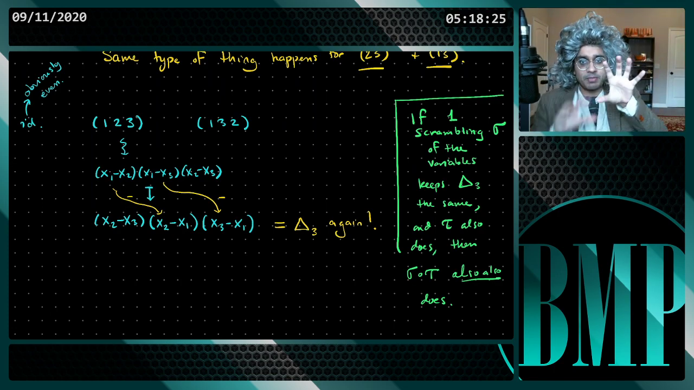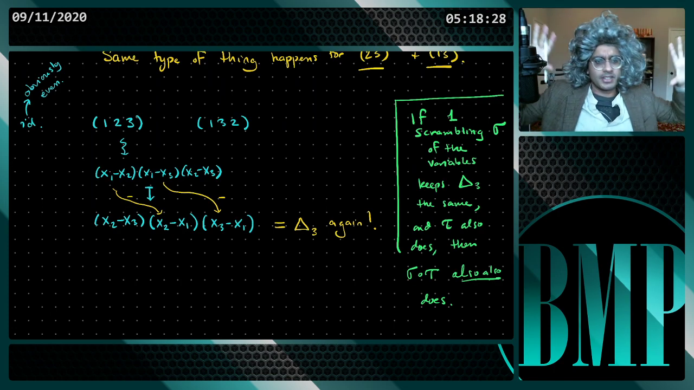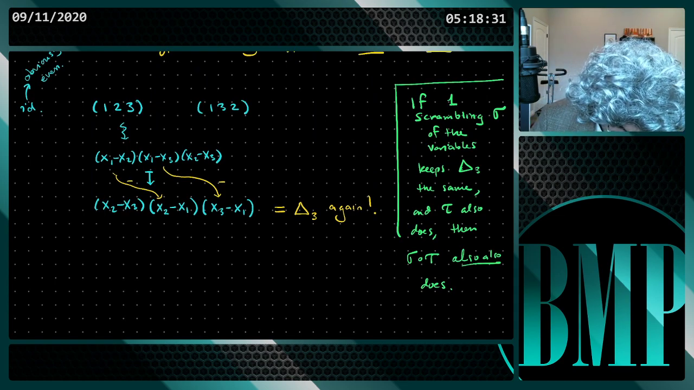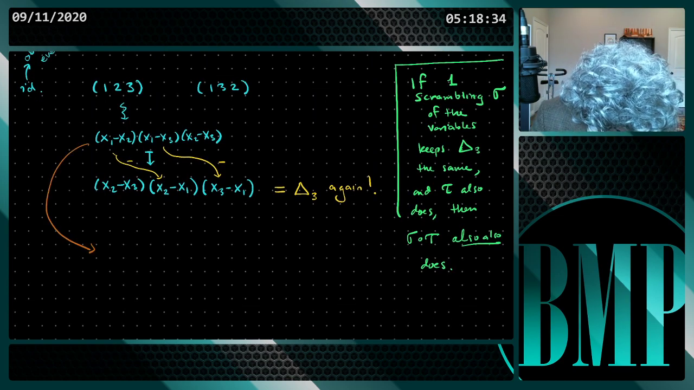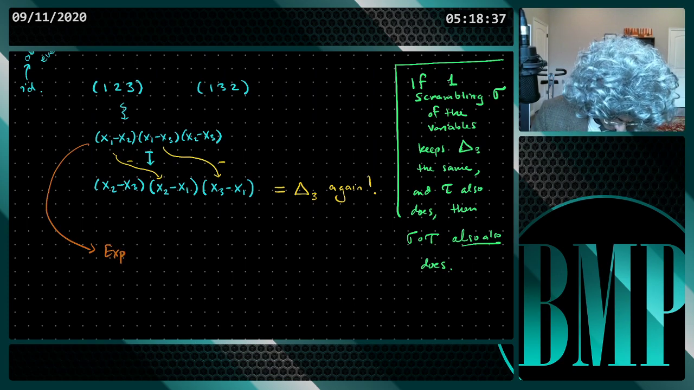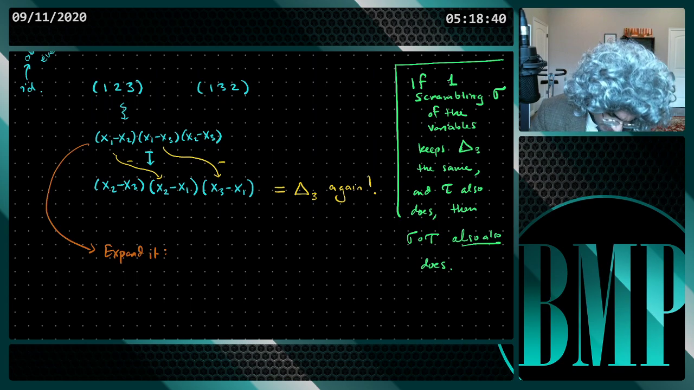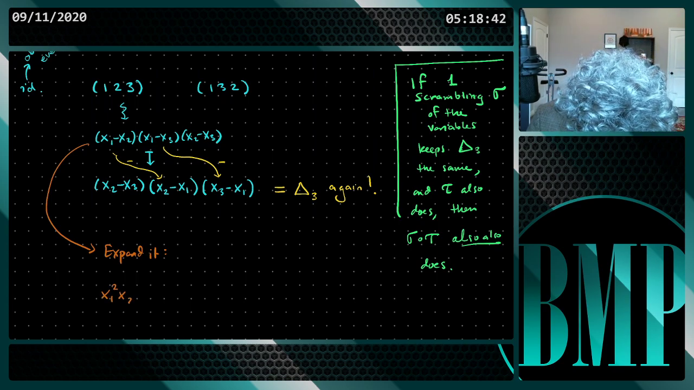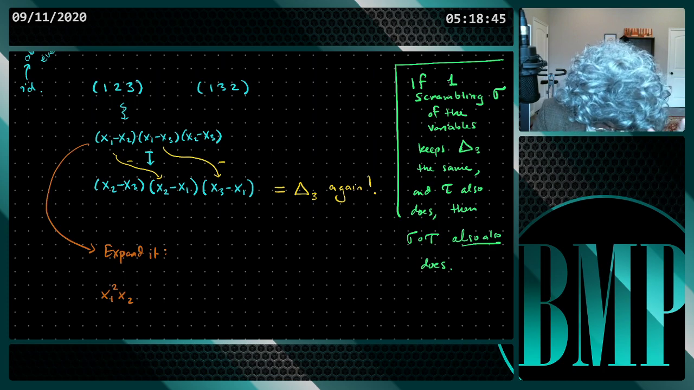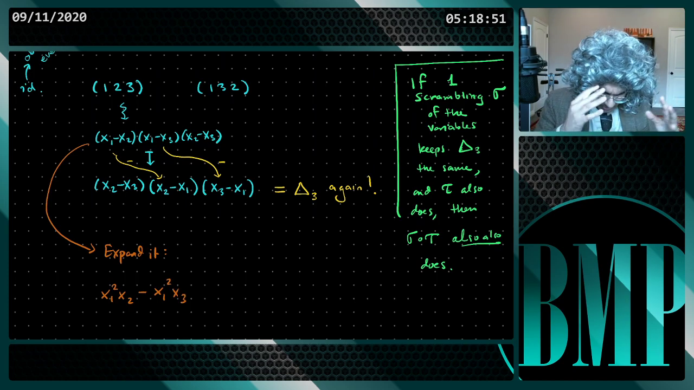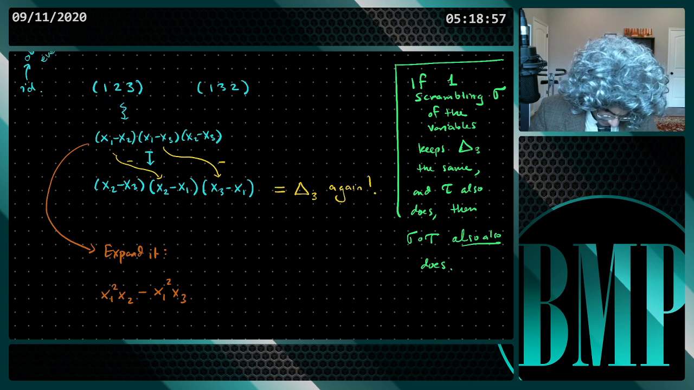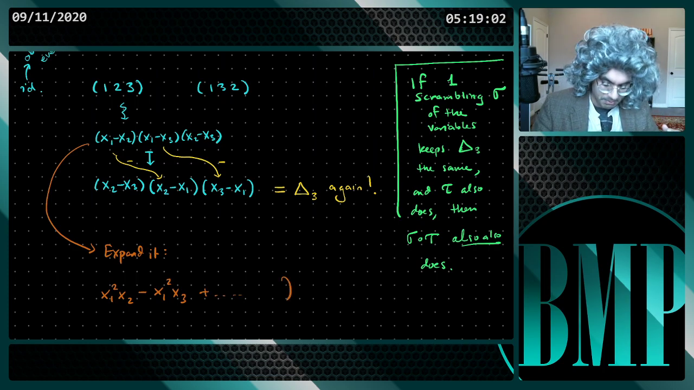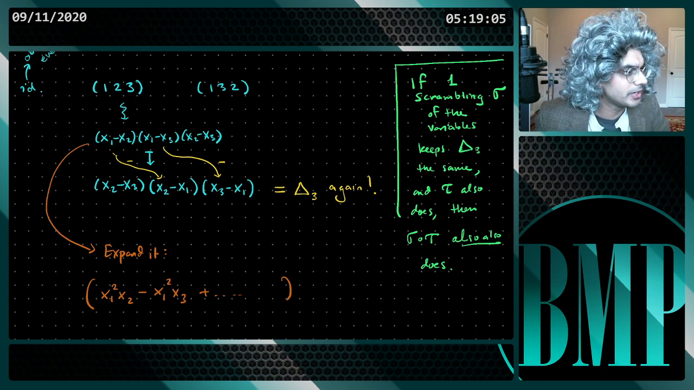Because you have this polynomial, expand it out. Look, I don't know how to expand this delta out. It's some horrible mess. It'll have x1 squared x2, this minus x1 squared x3, and then plus and so on. Big old polynomial. All right, I can't even do it anymore. I'm too old.